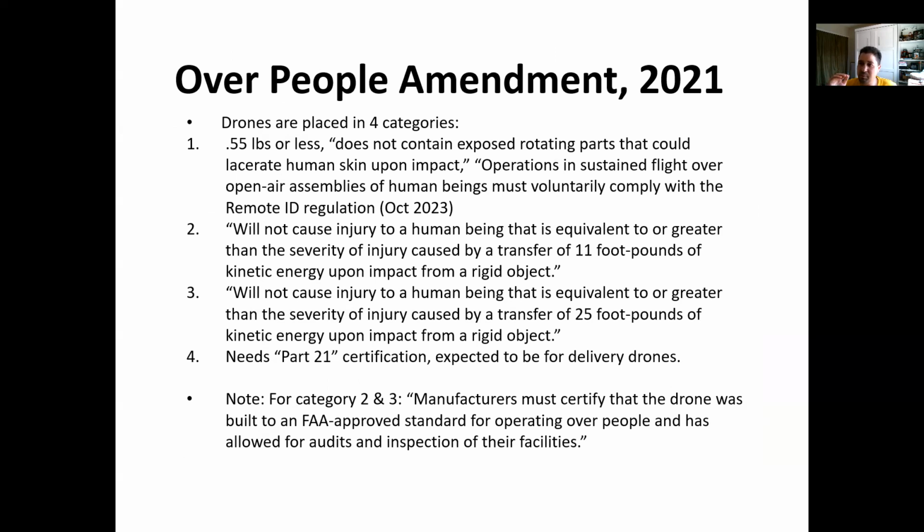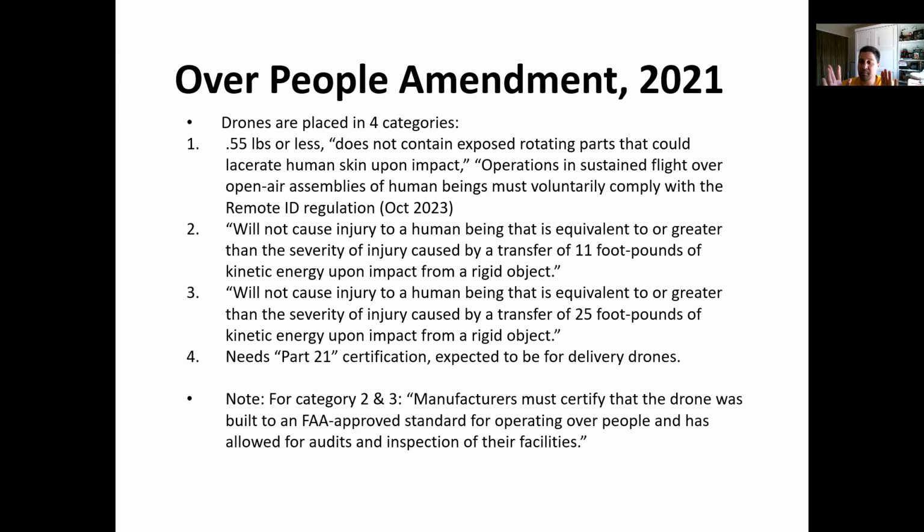The ability to fly over people depends on the type of drone it is and what kind of, quote unquote, category it falls into. So any drones smaller than 0.55, that's that important number again, right? Or less than 250 grams, that do not contain exposed rotating parts that could lacerate human skin upon contact. Operations in sustained flights over open air assemblies of humans must be voluntarily complied with.